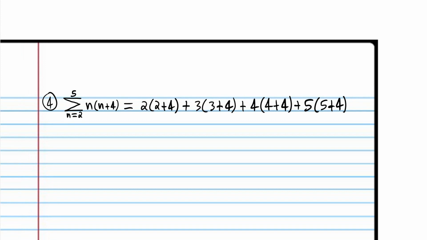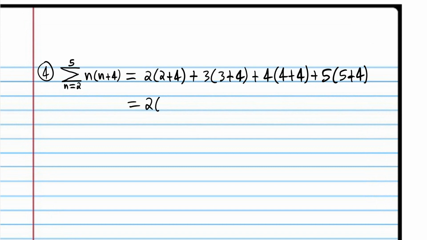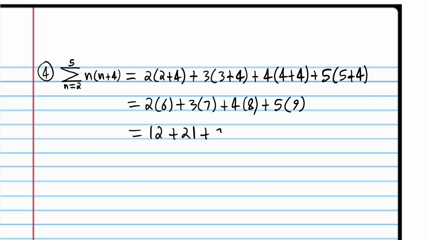So let's go back and make sure we wrote everything correctly. Everything looks right. So now we have 2 times 6, and you don't have to show every single step of this because these calculations are pretty easy. I'm just taking it slow so students can see exactly what's happening here. Now all we have to do is add up those numbers. So 12 plus 21 plus 32 plus 45 is 110.